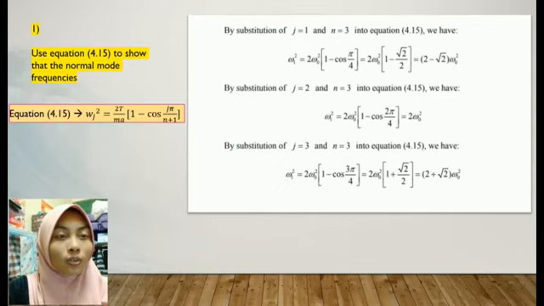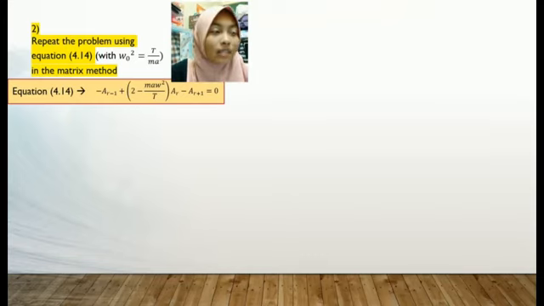So we're just going to substitute n equal to 3 and also J1, J2 and J3 into the equation. By simply substituting those values, we will get and prove the normal mode frequency. The highlighted point is to repeat the problem using equation 4.14 in the matrix method. So let's see the solutions.